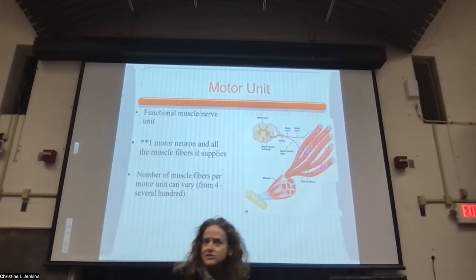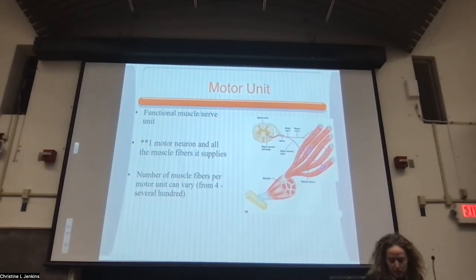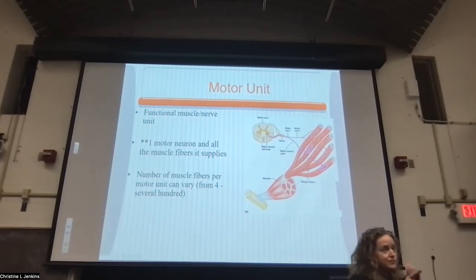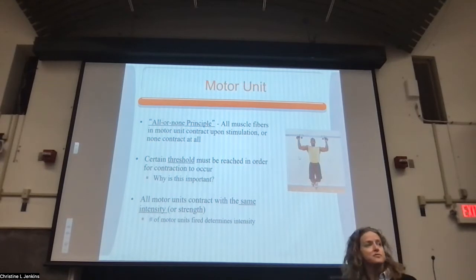So the question is, how do I make an overall muscle contraction more or less intense? If I'm doing leg extensions and I'm trying to lift 20 pounds, that takes less force than if I'm trying to lift 100. So we are able to adjust the intensity of overall muscle contraction. How do we do that? By the number of motor units that we recruit.